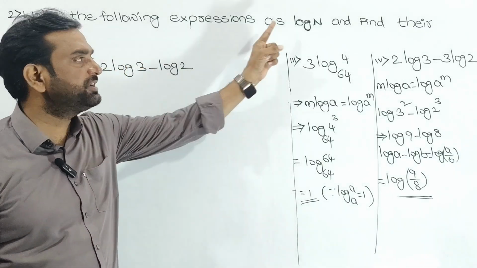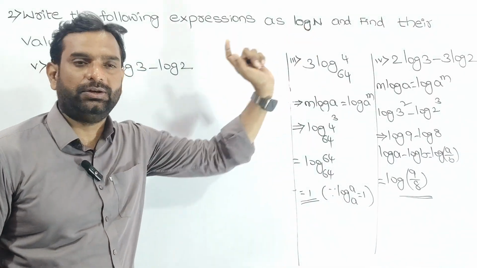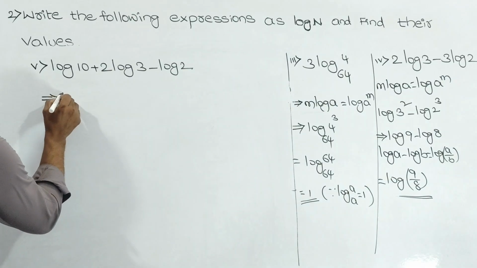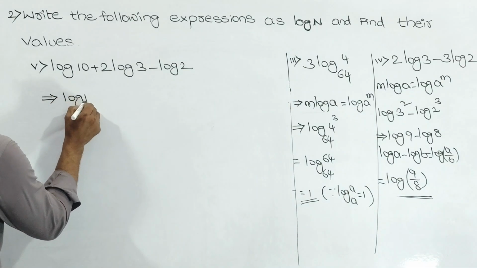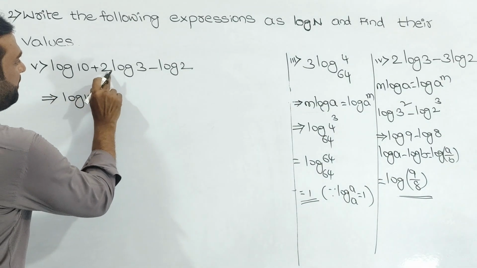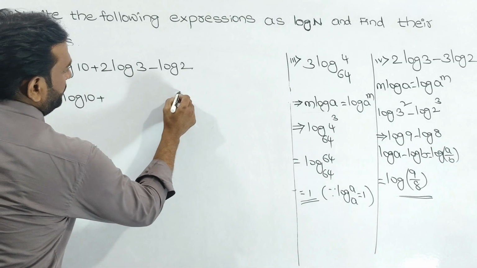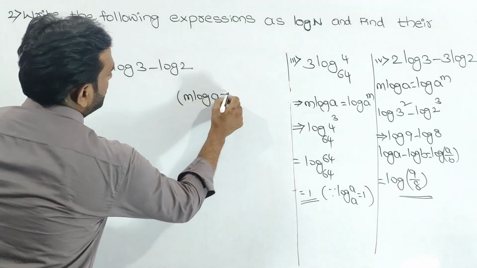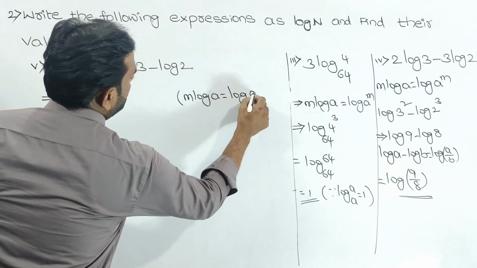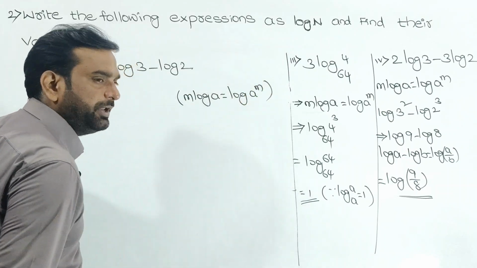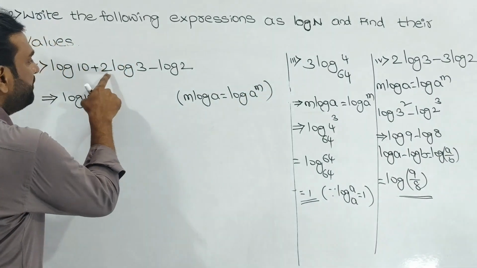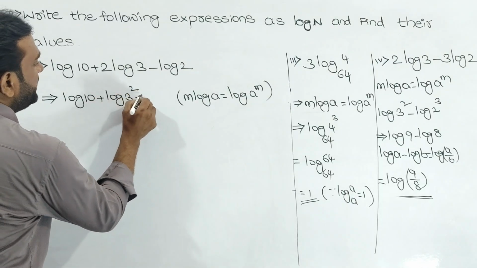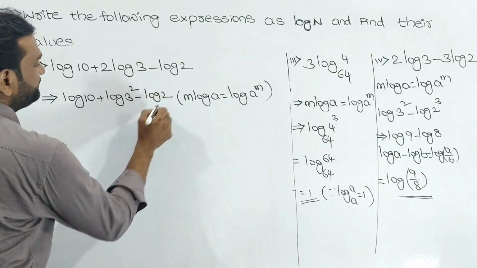Next one: log 10 plus 2 log 3 minus log 2. Write this expression as log n and find the value. Here is the question. Now, log 10, write it the same. M log a, we know that m log a is equal to log a to the power of m. Log a power m is nothing but m log a. So 2 log 3 can be written as log 3 square, minus log 2.